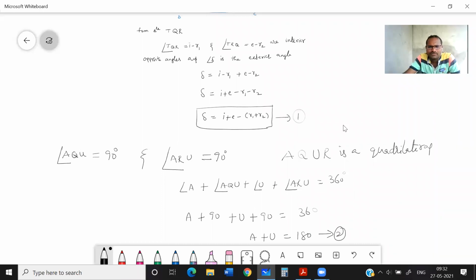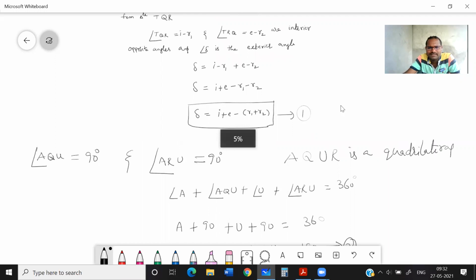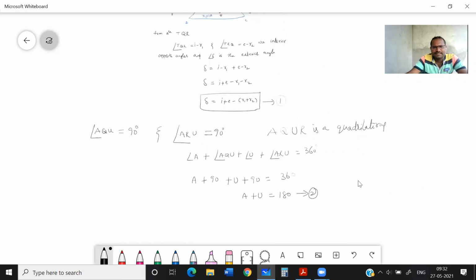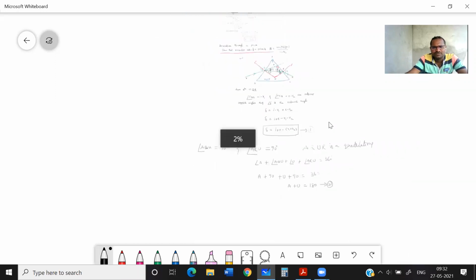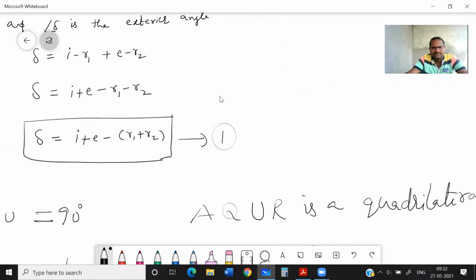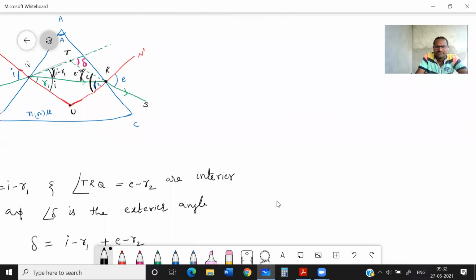Now again see the triangle. This is going to minimize still, so I'll write on this side. See from the triangle.